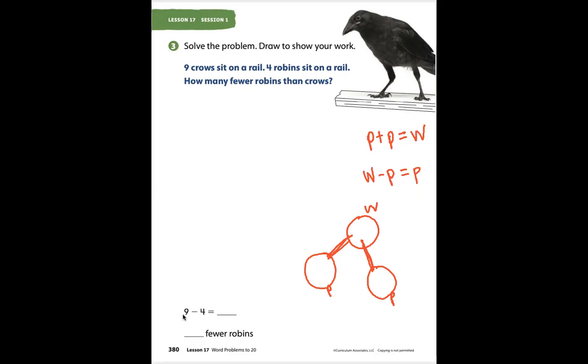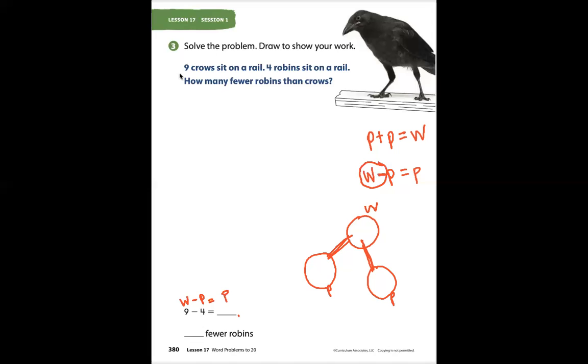The other thing I like to do is go down and just look at my equations. I have 9 minus 4 equals blank. Read that with me. 9 minus 4 equals blank. So what is 9? If you forget, look for the minus symbol right here. Whole minus part tells me that the whole is 9, and 4 is a part, equals the part.